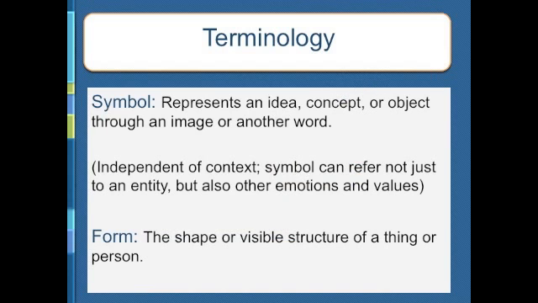So let's talk about a couple more terms here. The first one that we brought up was symbol. What a symbol means is it's representing an idea, concept, or object through an image or another word. The key thing here is that symbols are meaningful independent of the context. We saw how we can use them in different contexts and it changes the meaning, but it still has the same idea. We still pull on that same meaning. Symbols refer not just to an entity, but also to other emotions and values. The other thing that we've talked about is form. Form is the shape or visible structure of a thing or person, as we've talked about already.